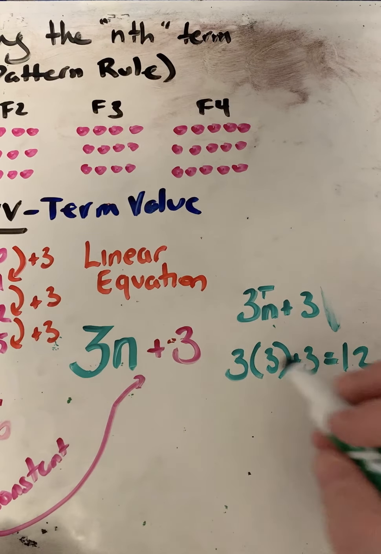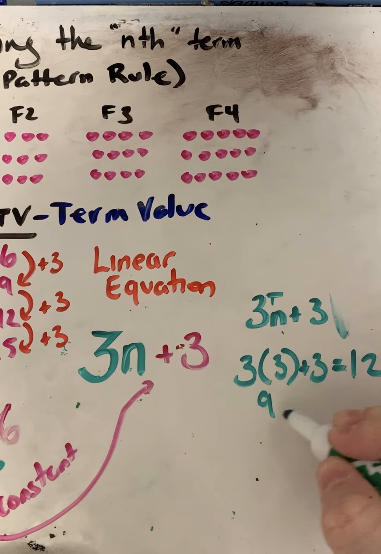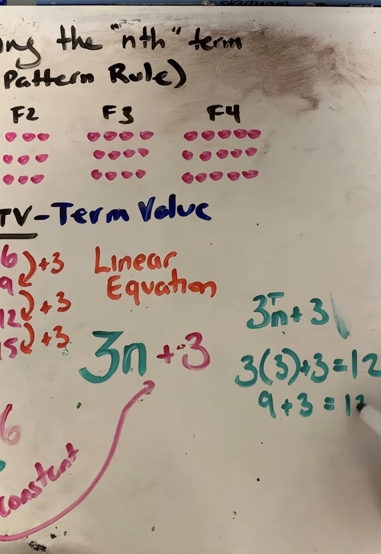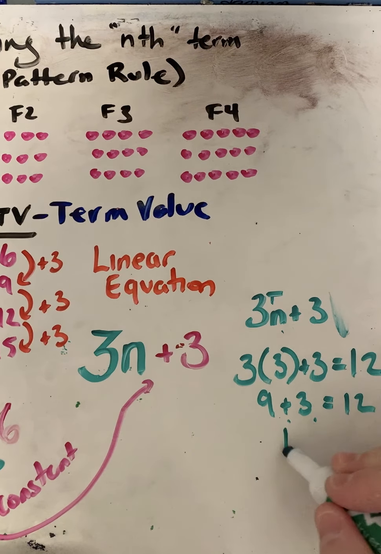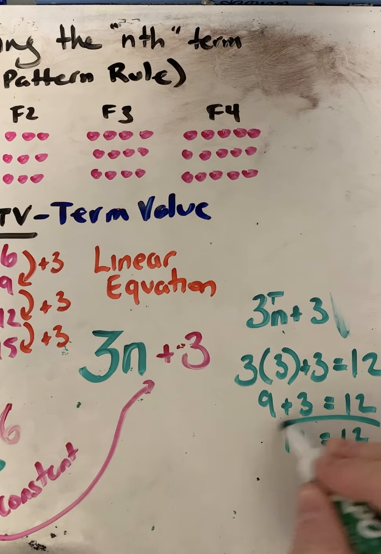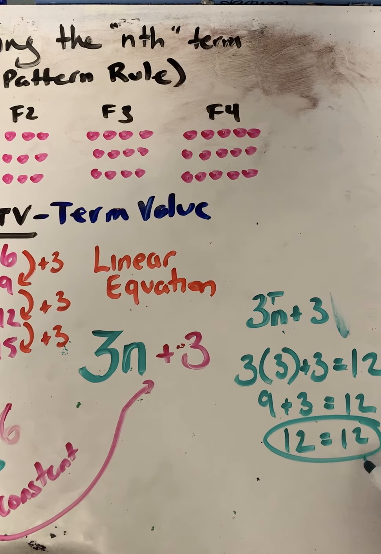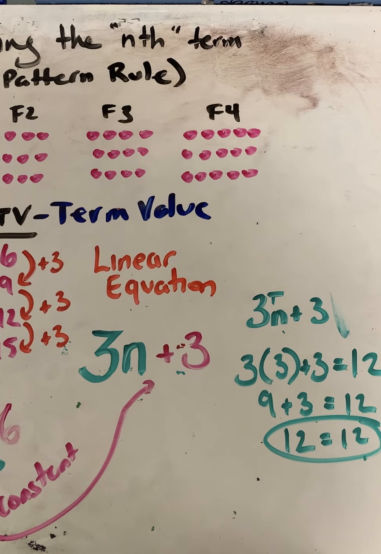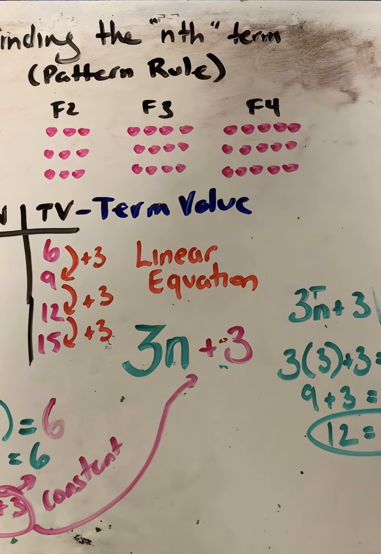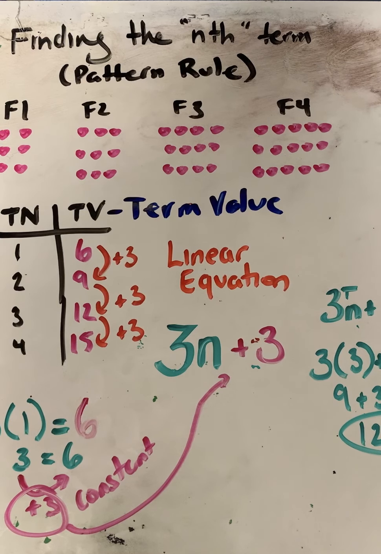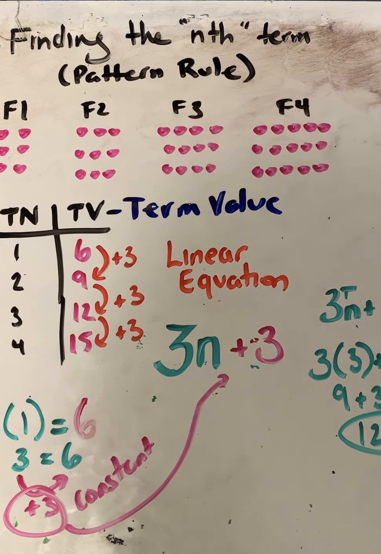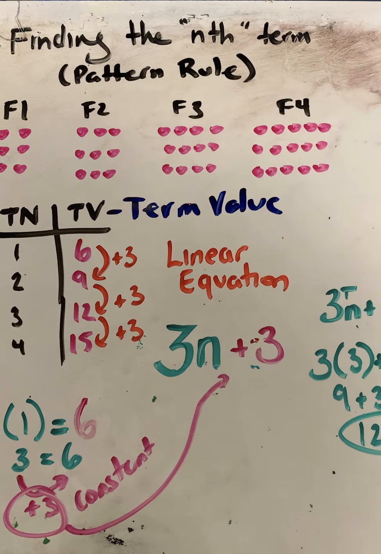So now let's do the math. 3 times 3 is 9, plus 3 should equal 12. 9 plus 3 is 12, equals 12. Because I've gotten to that line, I know that this is the pattern rule. Now you're probably sitting there being like, I am so confused right now. And that's okay. It's not easy to explain this concept, so we're going to do it again and again and again until you feel comfortable. Okay, so let's try another one.